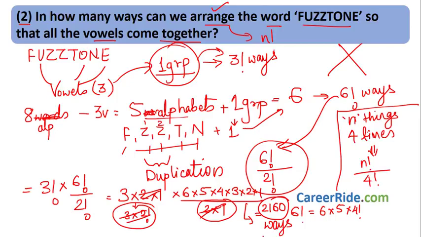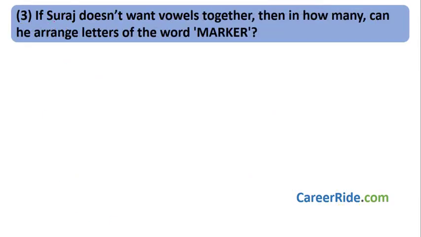So in 2160 ways we can arrange the word first tone so that all vowels come together. Moving to next question. Question number 3. If Suraj doesn't want vowels together, then in how many ways can he arrange the letters of the word marker?